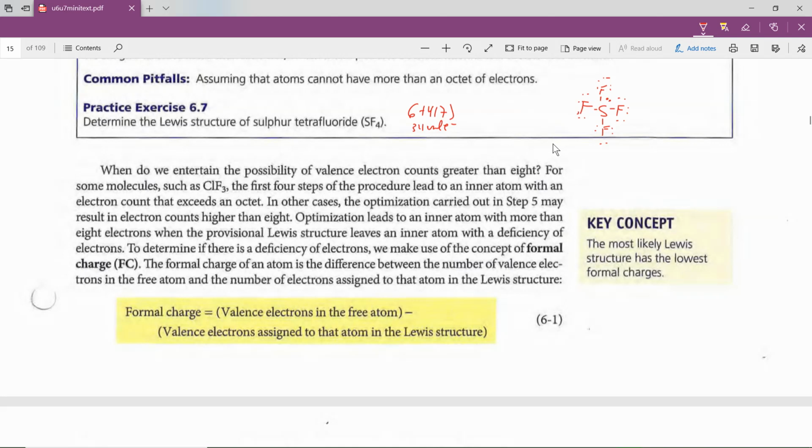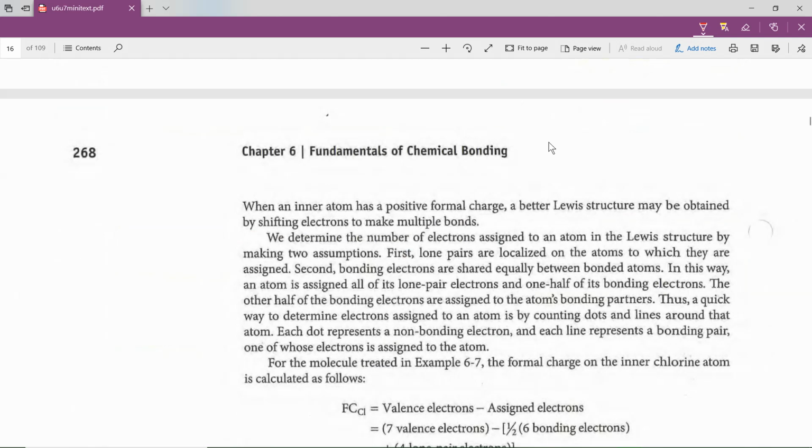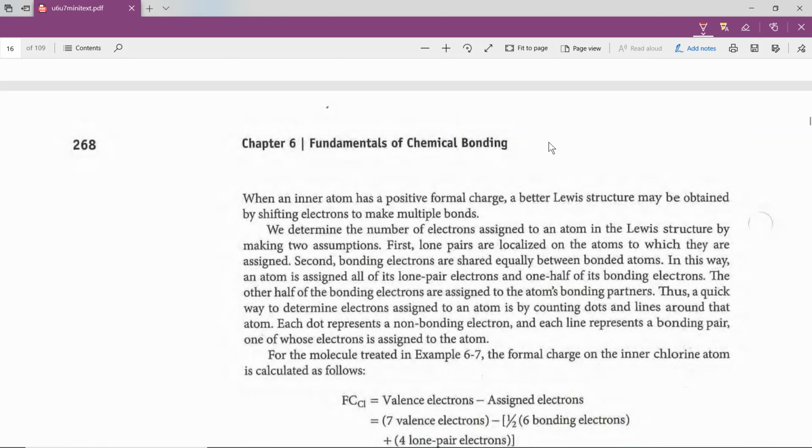Now there's another concept that will help us with all this, which is called formal charges. And this is something you probably haven't done before. Formal charge is the valence electrons in the free atom minus the valence electrons assigned to the atom in the Lewis structure. I do not like that definition for formal charges, so I'm going to give a different one, which I think is better, from another book.